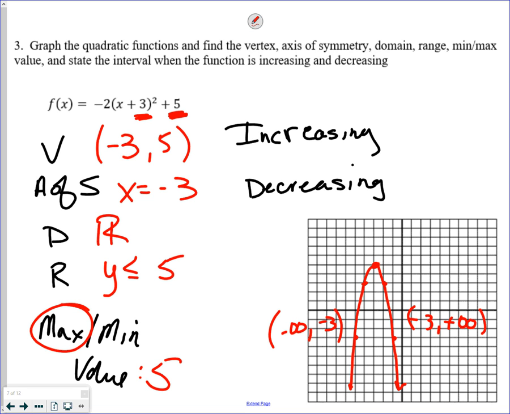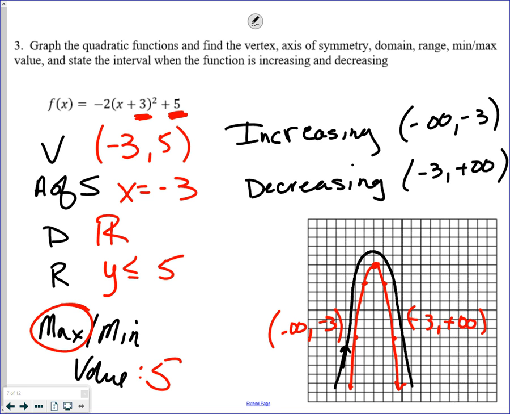The question becomes which side is increasing now and which side is decreasing. This side is going up. Okay, so that is the increasing side. And the decreasing side. Okay, I always think about it as a roller coaster. You're going to go up this side and down that side.